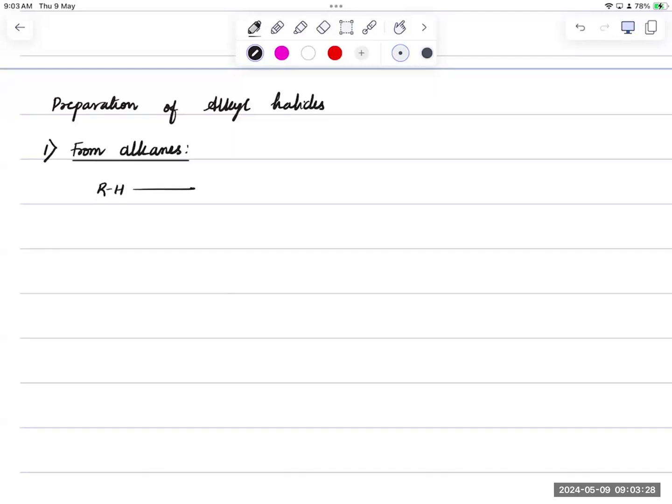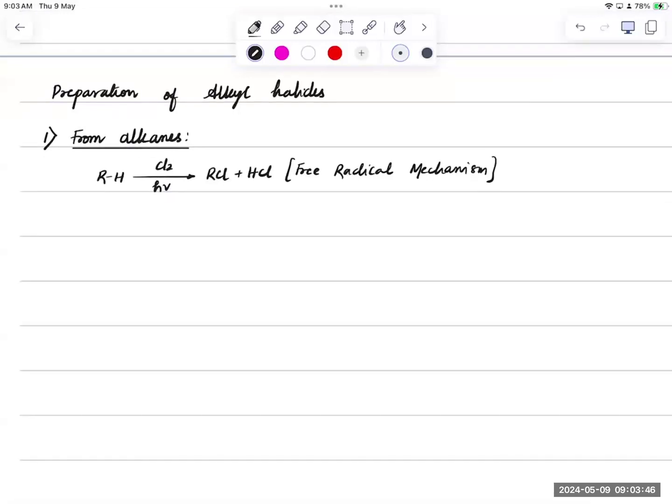If you have RH and treat this with Cl2 and H nu, I will get RCl plus HCl via free radical mechanism. And this free radical mechanism is more preferable for chlorine and bromine only. Next, RH can also be treated with SO2Cl2 in the presence of H nu. This is also a free radical mechanism, plus HCl plus SO2, right? This is a more selective mechanism.